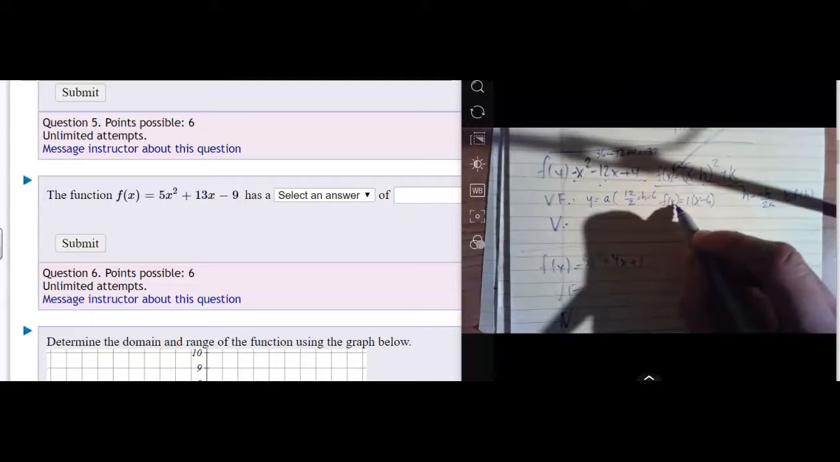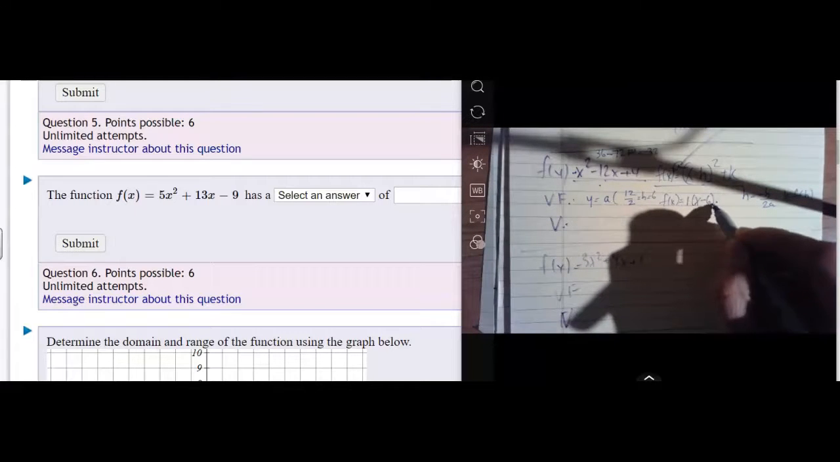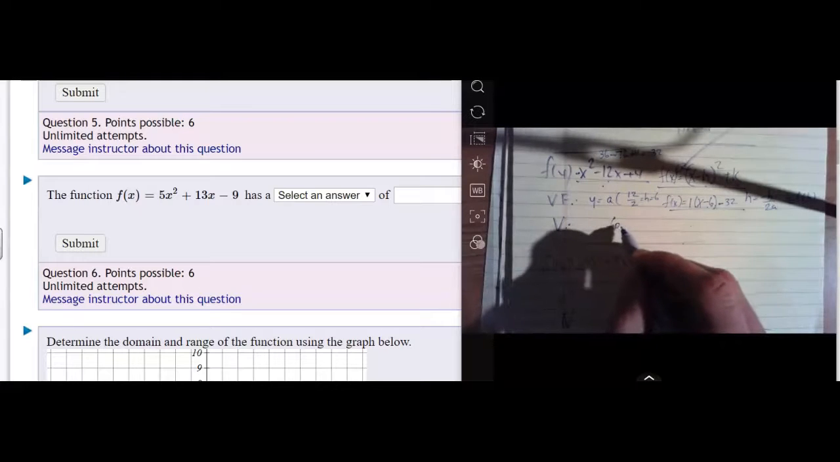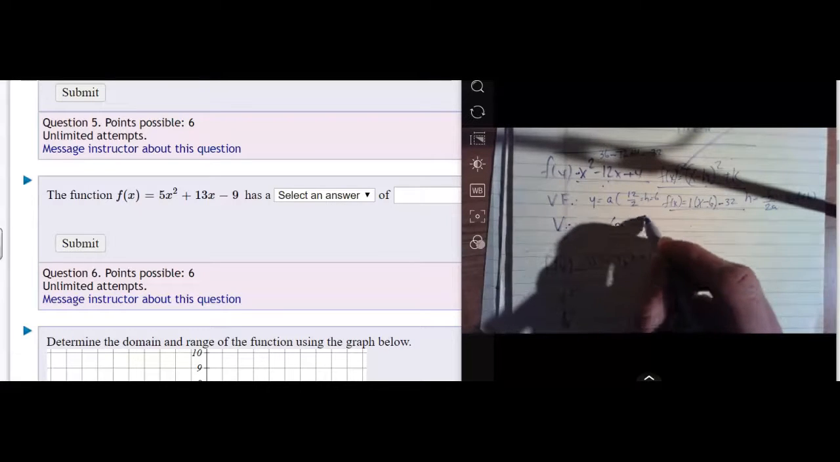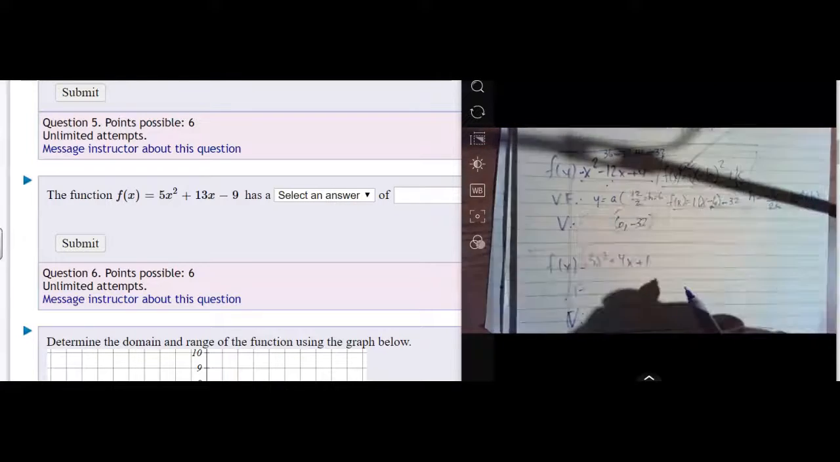So therefore, f of x equals 1 times x minus 6 squared minus 32. That's the vertex form. So the vertex, therefore, is 6, comma, negative 32. Don't forget the formula has a minus in it, so the x-coordinate is not negative 6, it's positive 6. That's the way the formula is written.